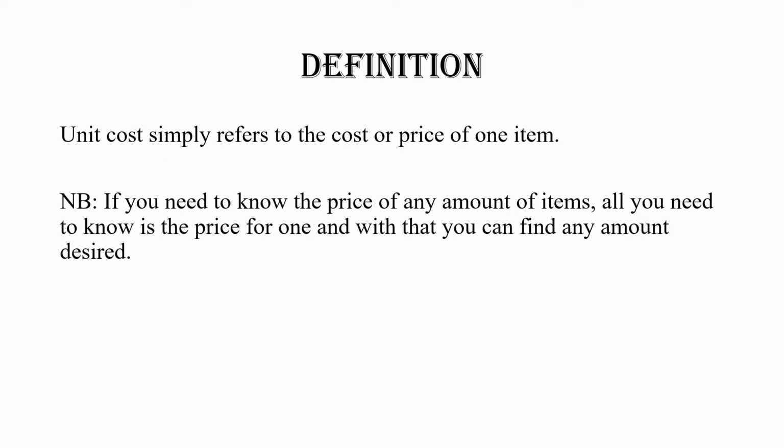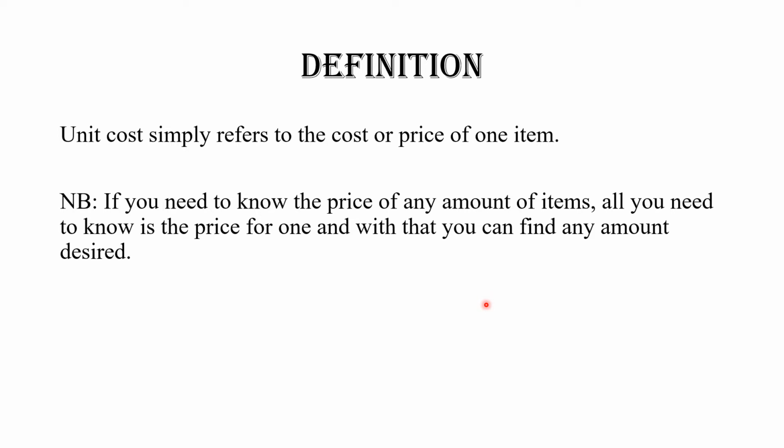So let's go on to firstly the definition. First things first, you need to know that the unit cost, in simple terms, refers to the cost or the price of one item. So if you know the price of one item, that is your unit cost. And as I usually tell students, if you need to know the price of any amount of items, all you need to know is the price for one. And with that, you can find any amount of these items.